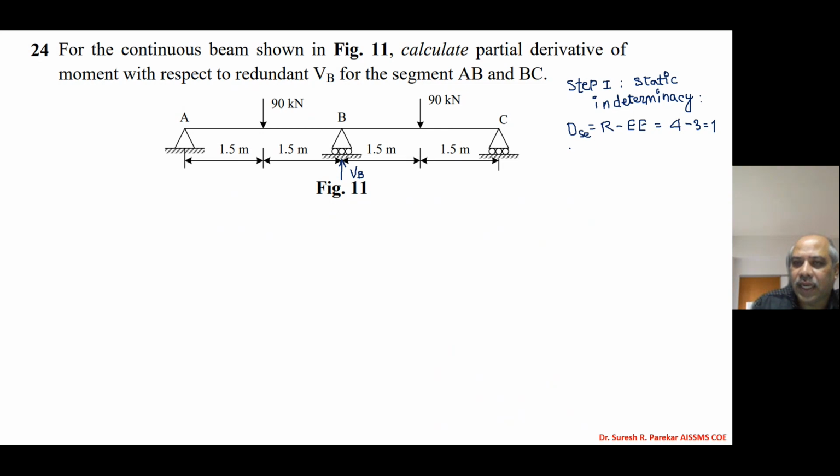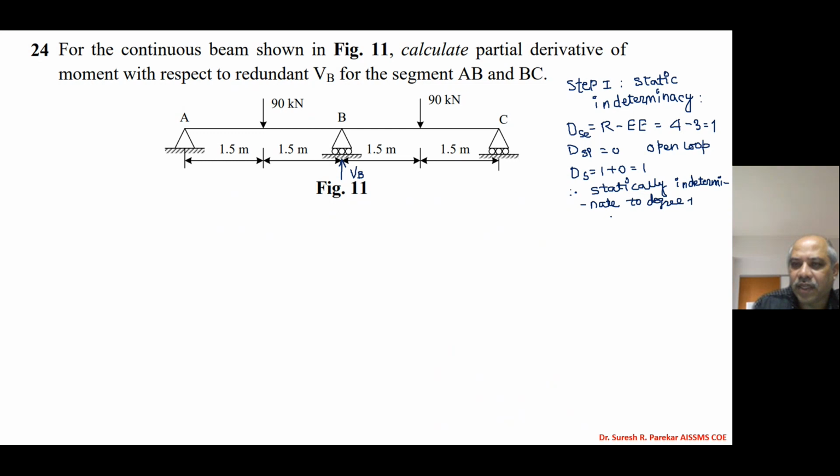We are not going to consider any horizontal. DSI is 0 because we have an open loop. Then from this we get the value of DS, which is equal to 1 plus 0, that is 1. So the structure is statically indeterminate to degree 1.